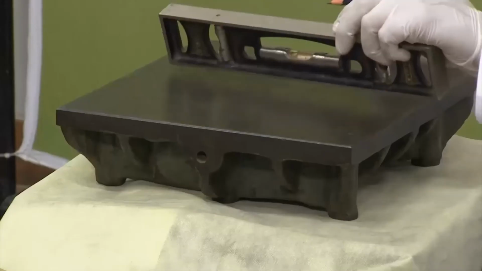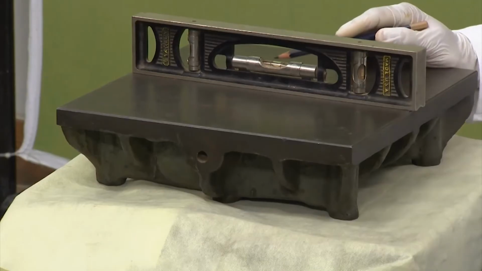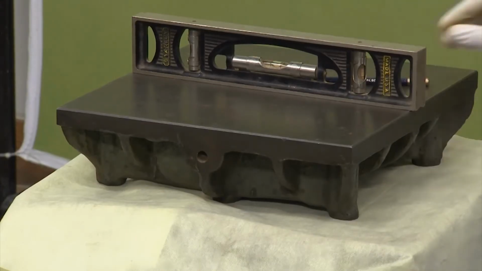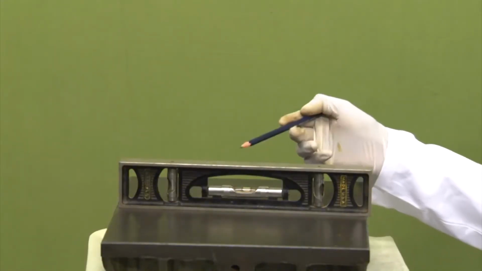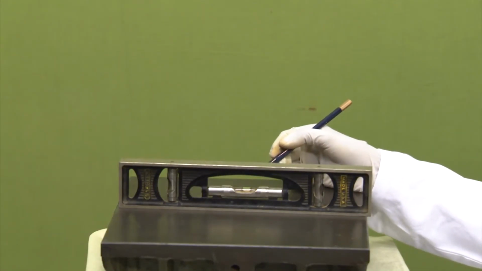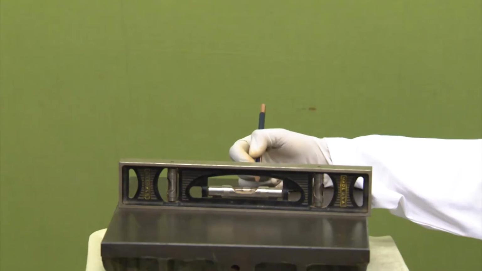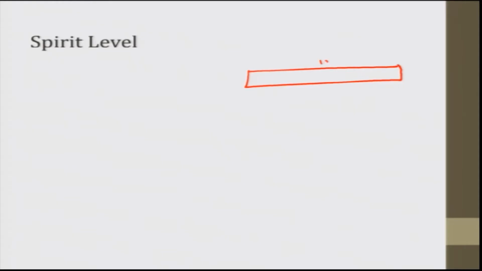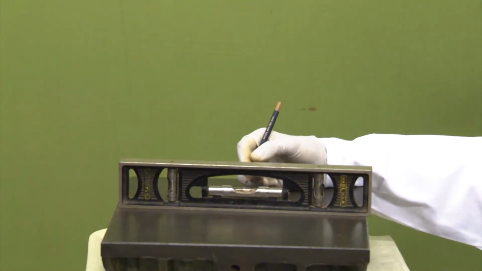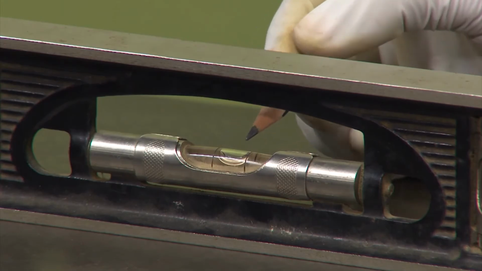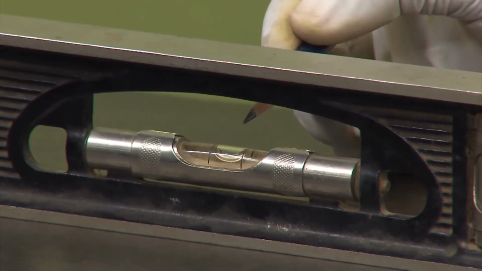Okay. So there is a principle for the vial. Actually, the vial is not a straight cylinder. The vial is a little convex in shape. If I draw this as my spirit level, this is 12 inch, and on this vial there are two markings, two black lines. You can see closely that there are two black lines. The bubble has to remain within these black lines.